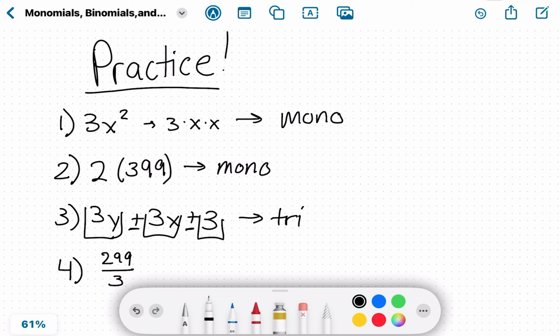Last one is 299 divided by 3. Now, remember what we said, the big, very important rule that we had gone over. 299 divided by 3, what operation is being done here? Division. And what's the division the same thing as? Multiplication. And what's within a term? Multiplication, aka division. So it's a monomial.